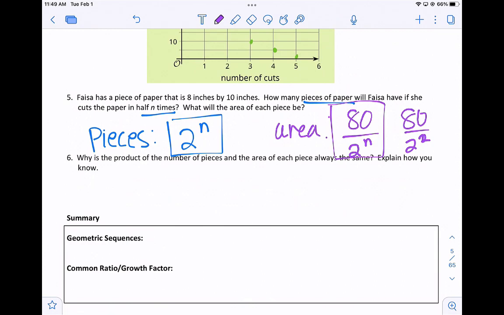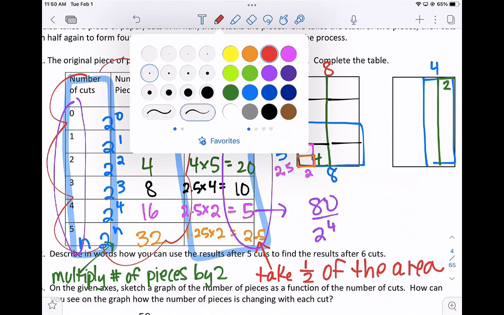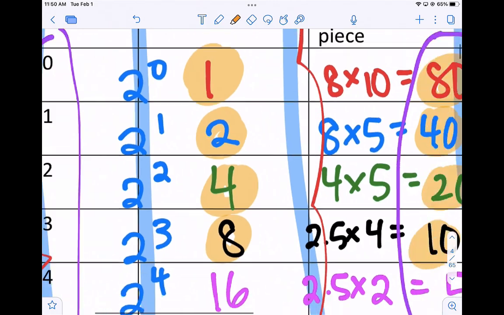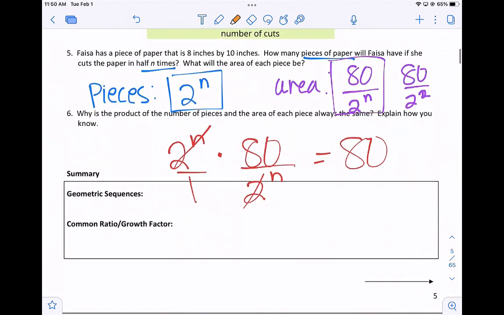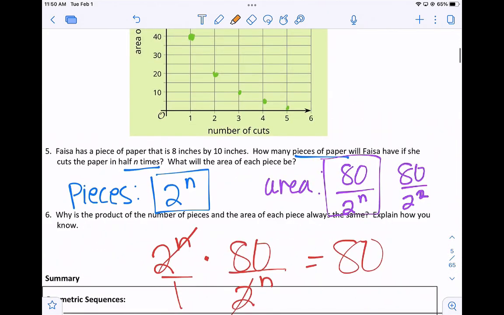Why is the product of the number of pieces and the area always the same? Oh, because if we multiply them, take a look at what happens. 2 to the n times 80 over 2 to the n. These will cancel and we'll always get 80. So if you're multiplying, I'm running out of colors here, we'll do orange, if we multiply the number of pieces by this, we'll get the same number every time. And the reason is this is going up by the same amount this is going down. Again, if you look at your pattern here, it's easier to see that this is 2 to the n, this is 80 divided by 2 to the n, the 2 to the n's would cancel and you get 80 every time.